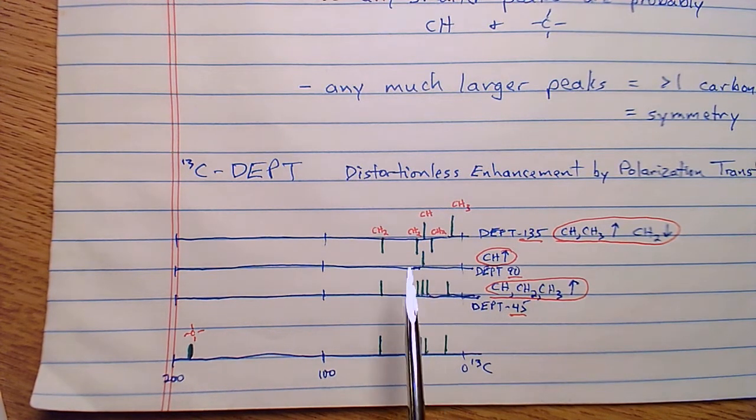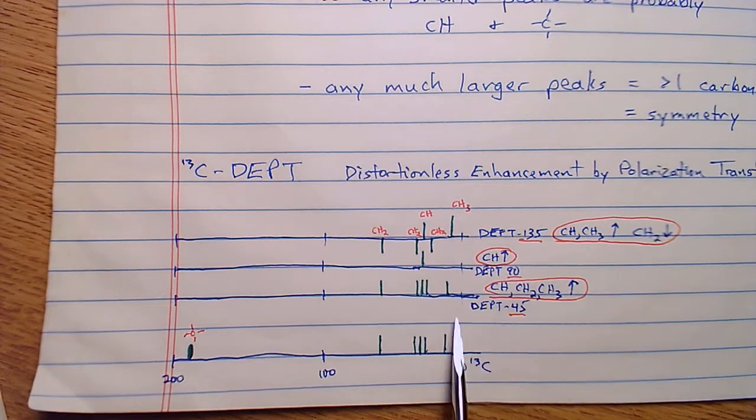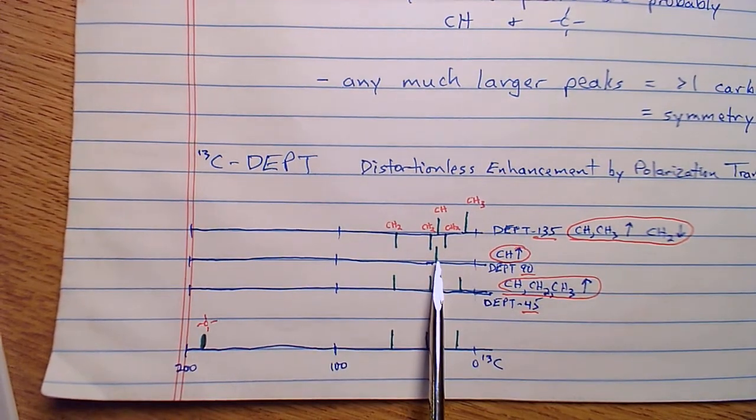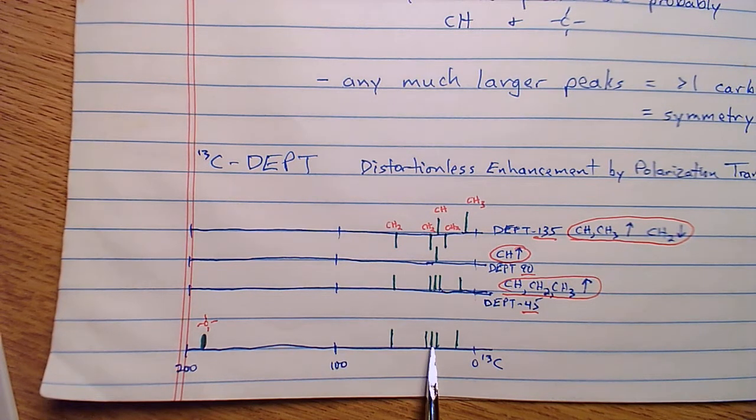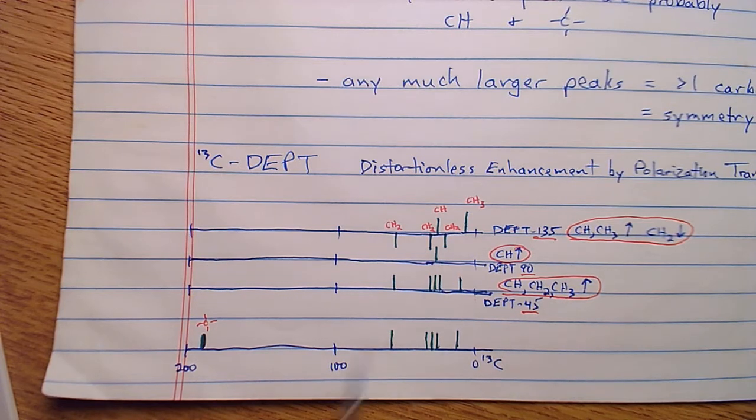And note, if you look, all the signals line up. This peak right here lines up directly with this peak in the DEPT 45 and lines up directly with this peak in the carbon-13. We are looking at the middle signal of these three right here. It's the middle one because that's the only one that lines up. All right, but we now know that's a CH.